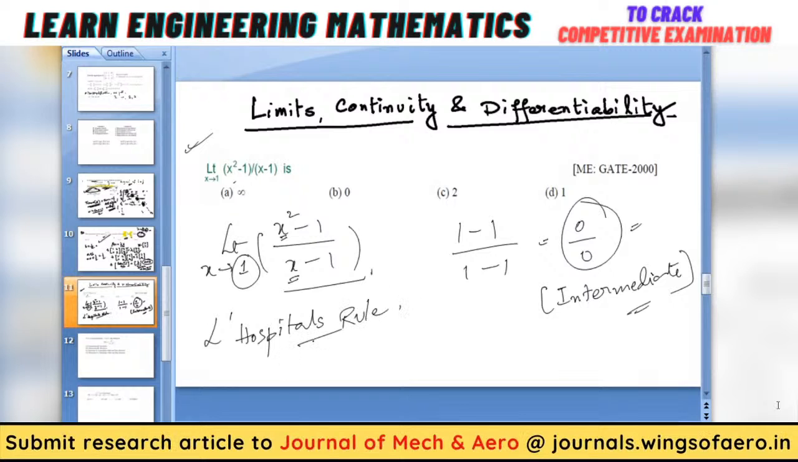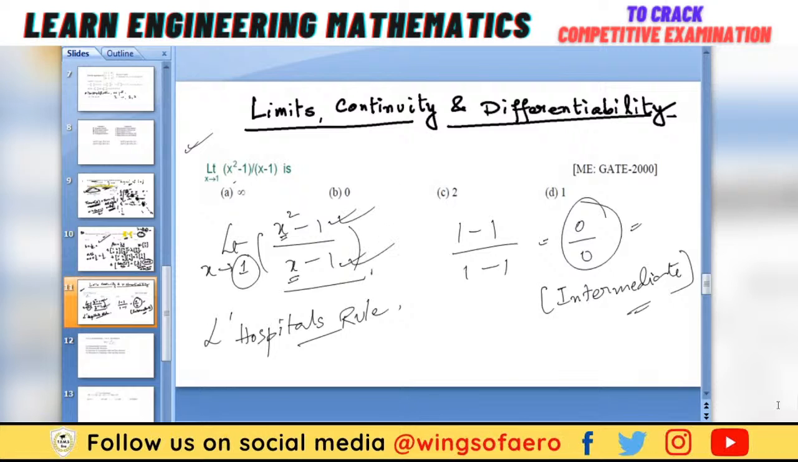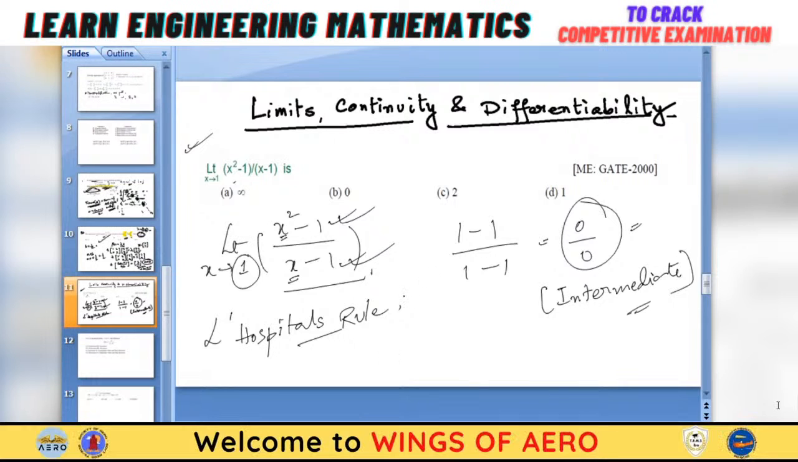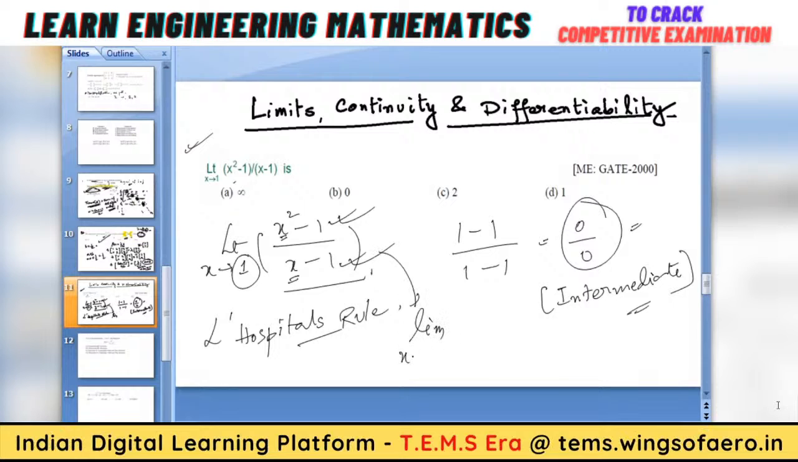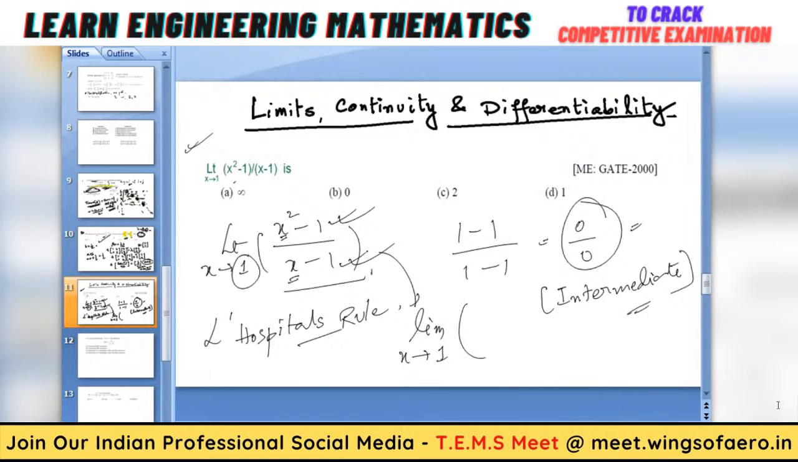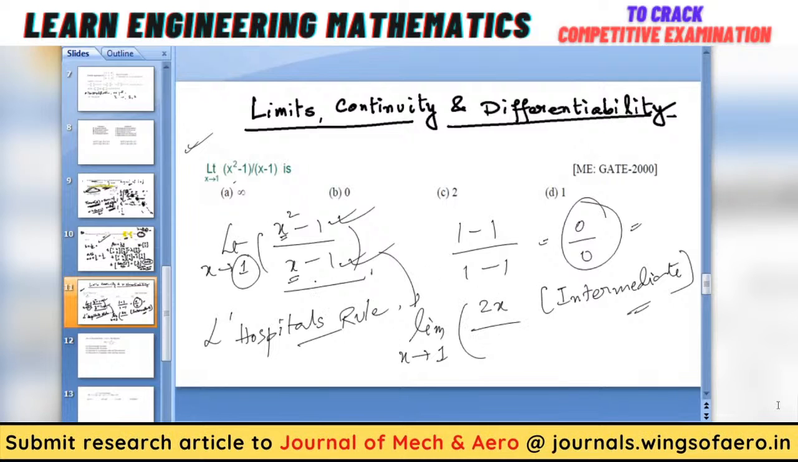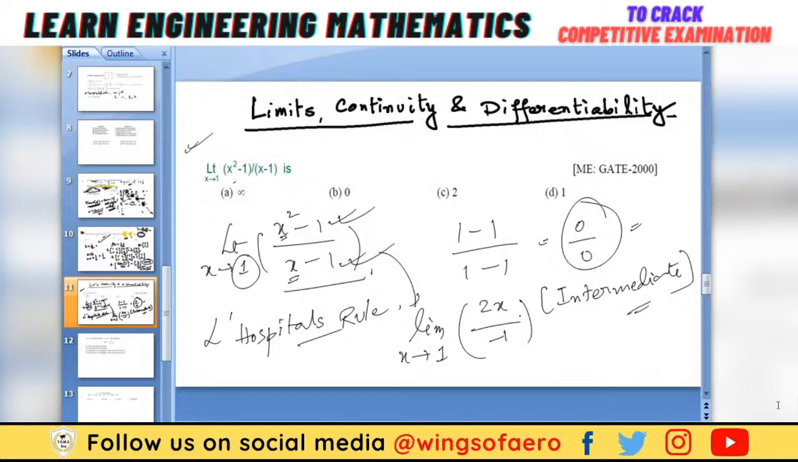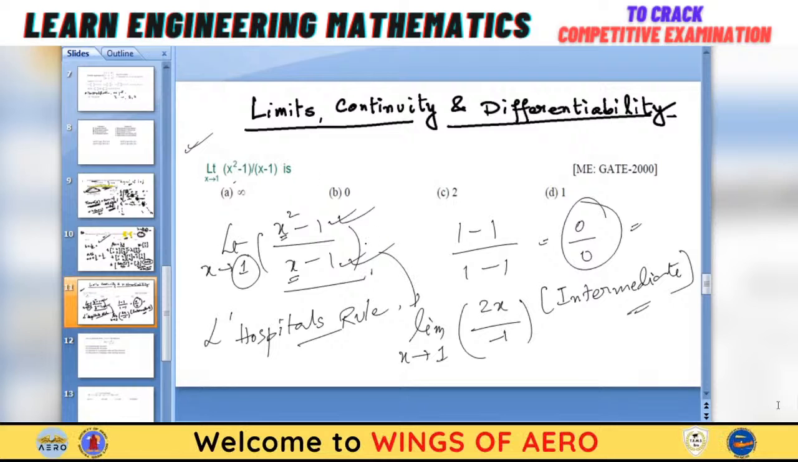And which is nothing but find the derivative of the numerator, find the derivative of the denominator, and that will give you the answer. So the limit becomes limit x tends to 1. What is the derivative of the upper portion, x square minus 1? It is 2x. What is the derivative of the lower portion, x minus 1? It is 1.